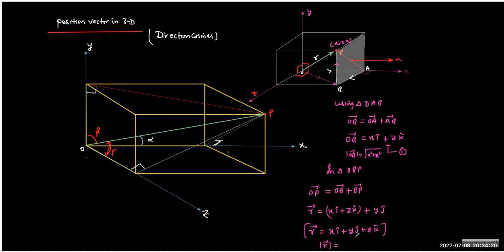And of course, if you do it, you can get the answer as: just square the coefficients of i, j, k and add them. Isn't it simple? Squaring the coefficients and adding them. And of course, take the root at the end of this. So I hope this is clear. So now the question is how to find alpha, beta, and gamma.